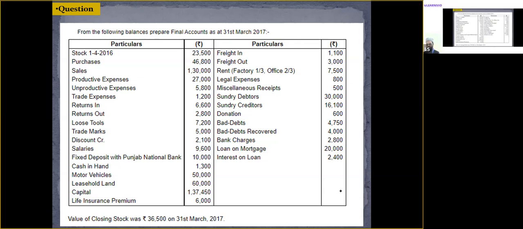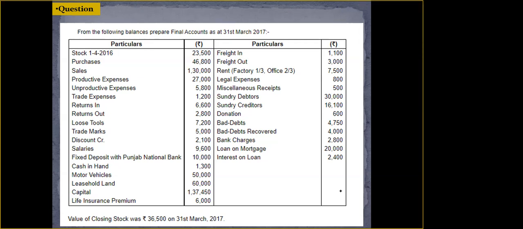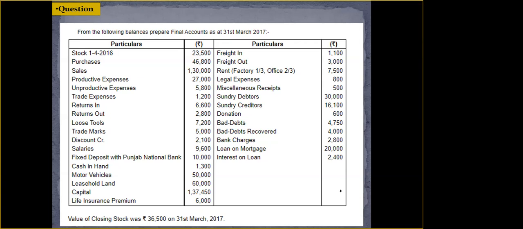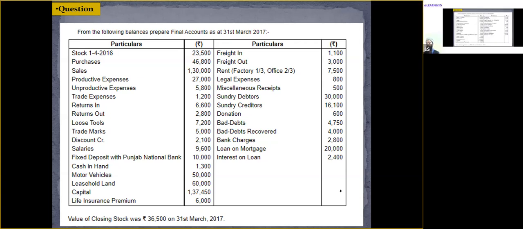Next item, in fact, the second last item, we have interest on loan. Where we should write it? Interest on loan. Do you think it is an income or it is an expense? And just tell me whether it is a productive expense or non-productive expense. Sir, on the profit side. Yes, correct. In the profit and loss account on the debit side, it is non-productive expense, indirect expense. So interest on loan is an indirect expense. 2,400 will be recorded in the profit and loss account on the debit side.